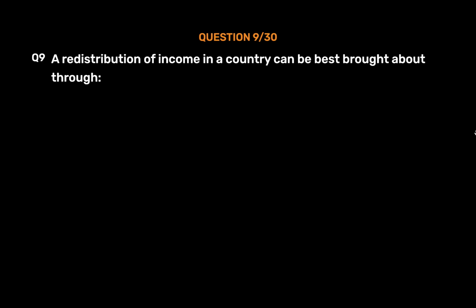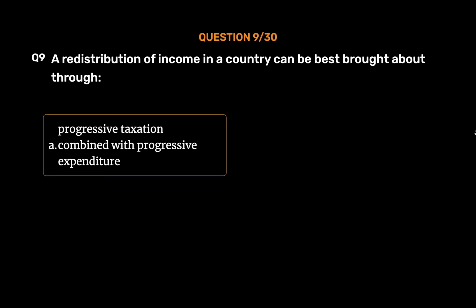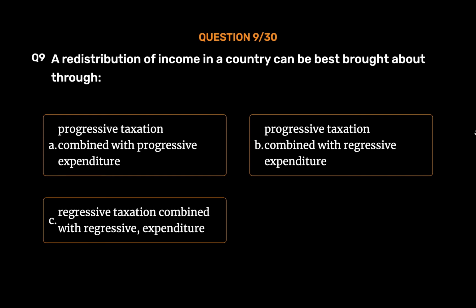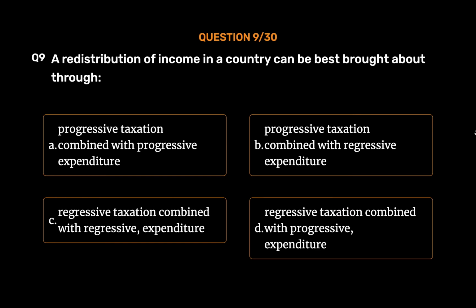Question number 9. A redistribution of income in a country can be best brought about through Option A. Progressive taxation combined with progressive expenditure. Option B. Progressive taxation combined with regressive expenditure. Option C. Regressive taxation combined with regressive expenditure. Option D. Regressive taxation combined with progressive expenditure. The correct answer is Option B. Progressive taxation combined with regressive expenditure.